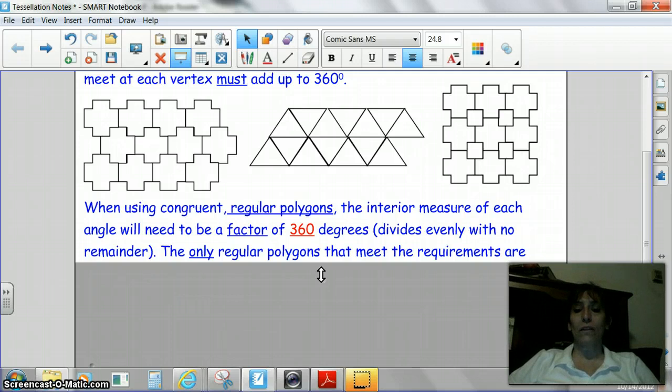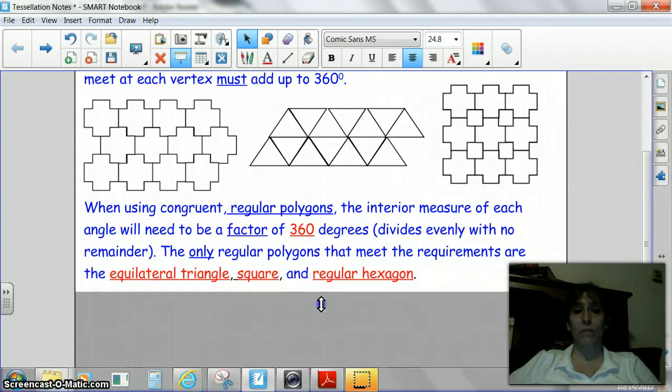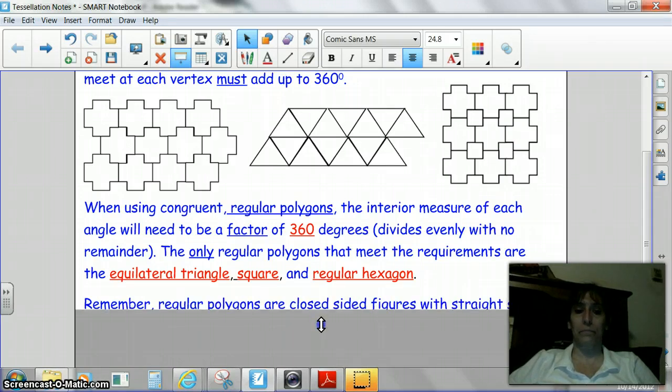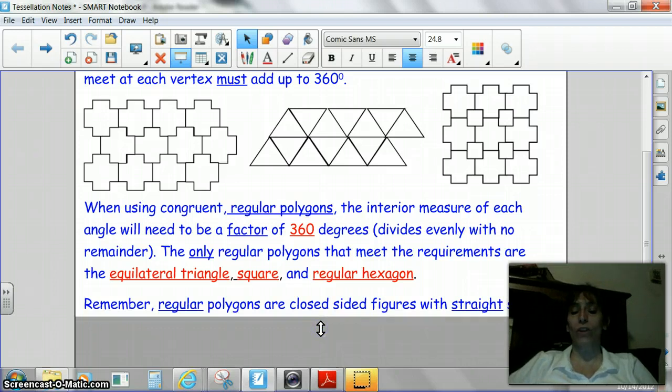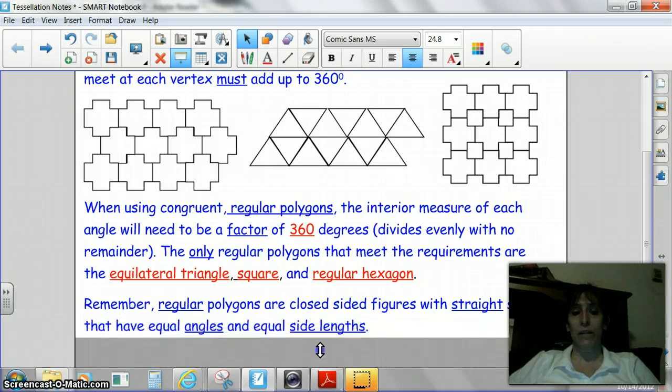Alright, then it goes on to say the only regular polygons that meet the requirements are the equilateral triangle, a square, and a regular hexagon. So these are the only three that you can actually use to tessellate with. Alright, and again, remember, a polygon is a closed-sided figure with straight sides. And then what makes it regular is that they have equal angles and equal side lengths.